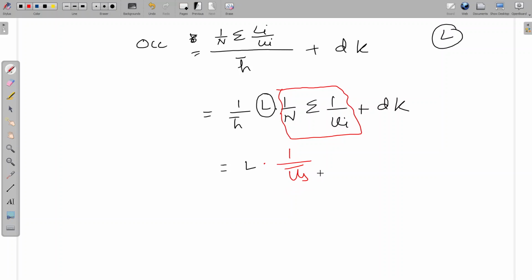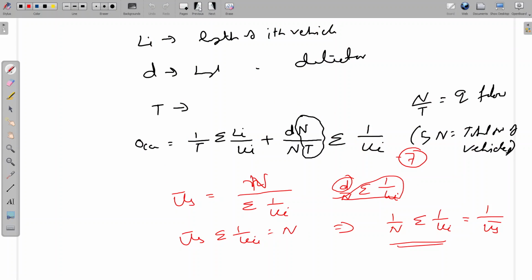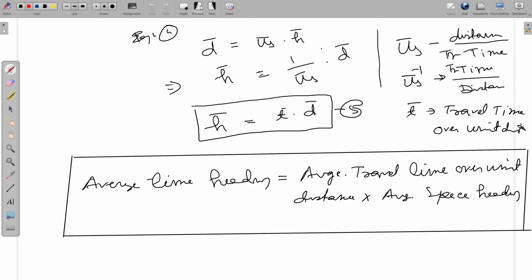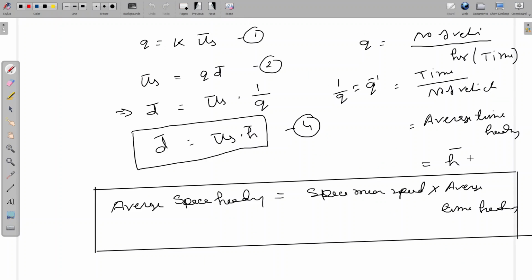Right? Then what is left here? This part is 1 upon h bar plus D. Now what is 1 upon h bar? What was the h bar that we calculated earlier? If you come back to this part, where was it? H bar is the average time headway. And what is average time headway? Average time headway is nothing but equal to the inverse of the flow.